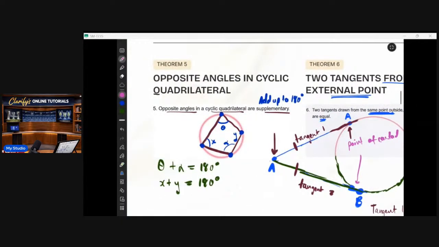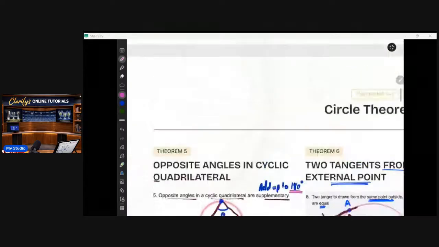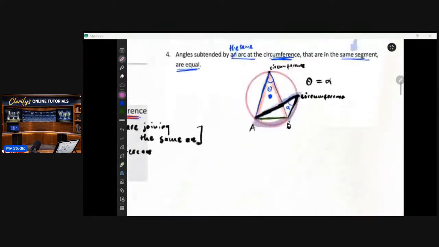Then here, opposite angles in a cyclic quadrilateral are supplementary. They add up to 180 degrees. What adds up to 180 degrees, my friends? The opposite angles in a cyclic quadrilateral. They are not equal. They add up to 180 degrees. Don't twist these theorems to make them fit your imagination. Opposite angles, the opposite ones. Okay, and I'll show you where that will come in very handy.